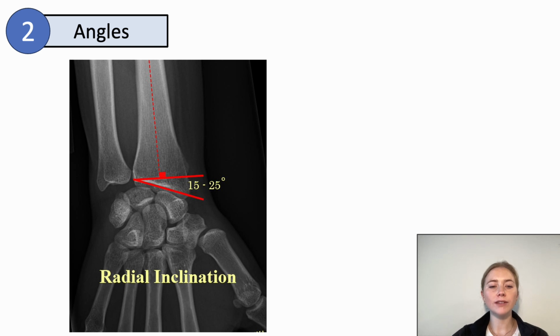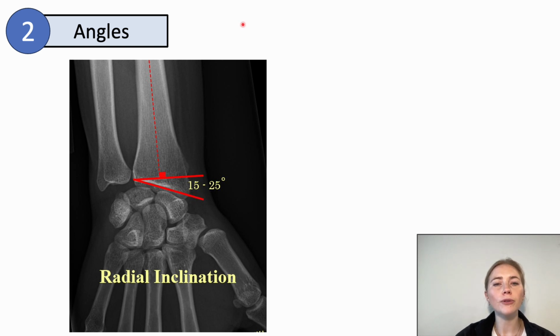Another important thing to pay attention to are the angles in the wrist. So the 2 most important angles involve the radius. In a PA view, there's a concept called radial inclination, which refers to the radius extending by about 15 to 25 degrees past straight. So you can see here how the radial styloid kind of extends beyond a 90-degree angle with the wrist joint and almost cups the scaphoid.